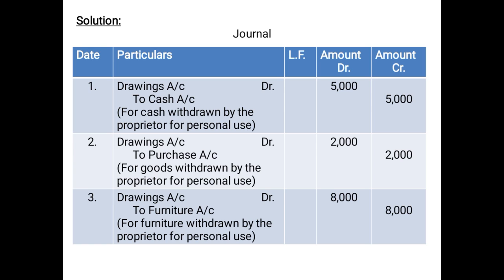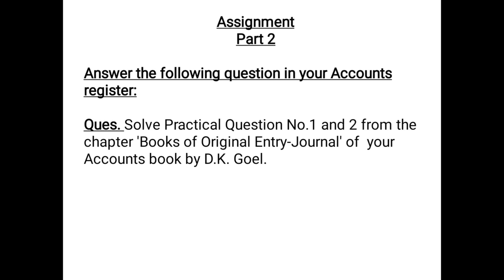So I hope all the concepts and entries which we have discussed here are clear to you, children. Just go through the part 1 video and part 2 as well clearly, once again, so that you can see the logic behind, because this is one of the most important and basic chapters of accounting as a subject, not only for class 11 but as a subject. So this is the assignment based on this part and the previous part as well, children. You have to answer the following questions in your accounts register. You have to solve practical question number 1 and practical question number 2 from the chapter Books of Original Entry, Journal, of your accounts book by D.K. Goyal.